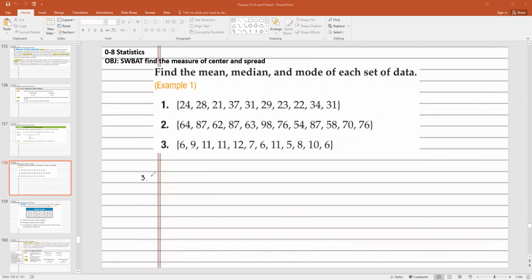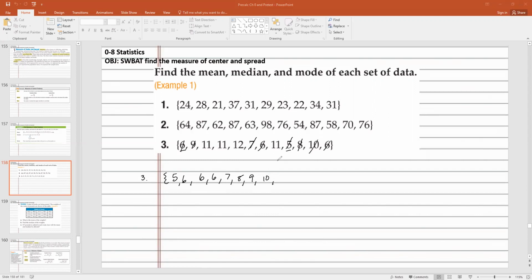Okay, notice that these aren't in order. So the first thing I'm going to do is put these in order. We got a 6. Oh, there's a 5. So the smallest number here is a 5. All right, there we go. We got a 5, a 6, a 6, another 6, a 7, an 8. Any other 8s? Nope. We got a 9. We got a 10.